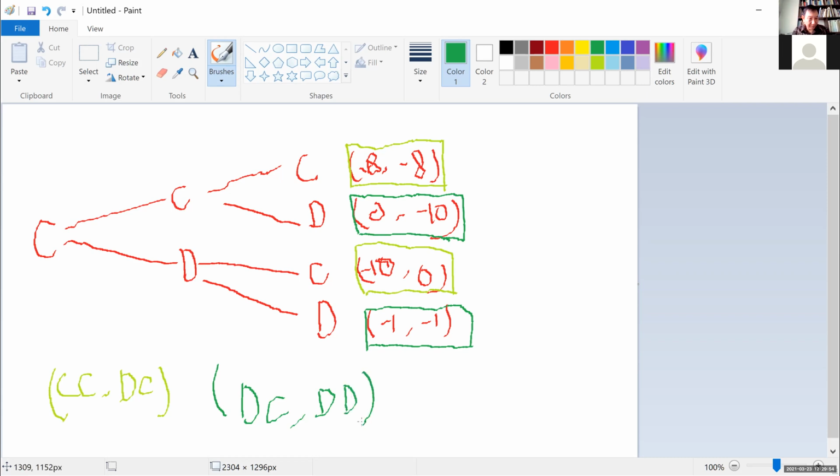What is the intersection? DC. Correct, DC. What is that? DC is minus 10, 0. Are you sure the computation is correct? Oh, wait. Something is wrong. The result is supposed to be CC. Between minus 8 and 0, is that correct? The answer was supposed to be CC.